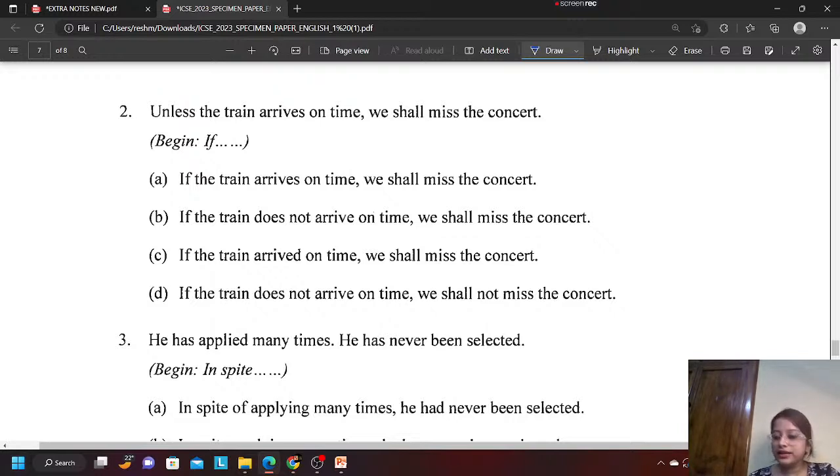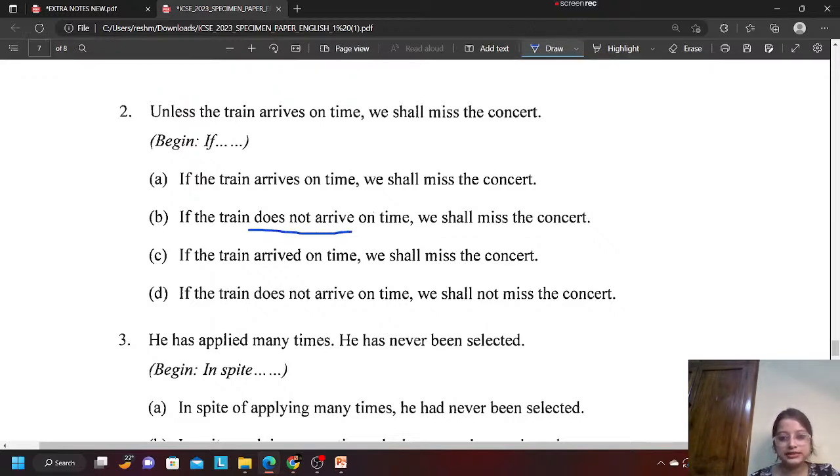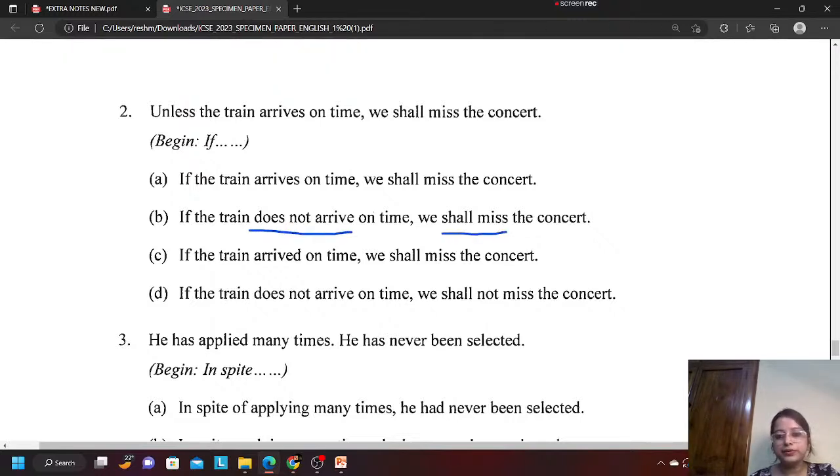See, what did I tell you? Conditional sentence, remember? This side, if it is simple present, this side it is going to be simple future. See, shall miss. Remember, try to practice those. Okay, before the exam, have a look once. Conditional sentences have three rules. Very simple it is. But if you forget that, sometimes you can miss 1 mark just like that. Okay. So number 3, he has applied many times. He has never been selected.